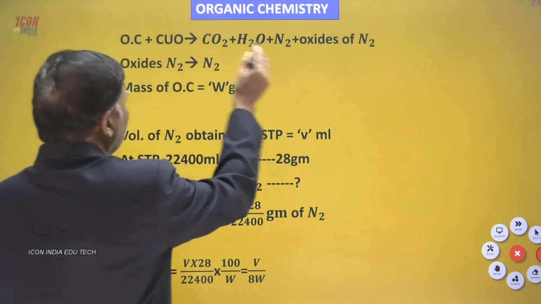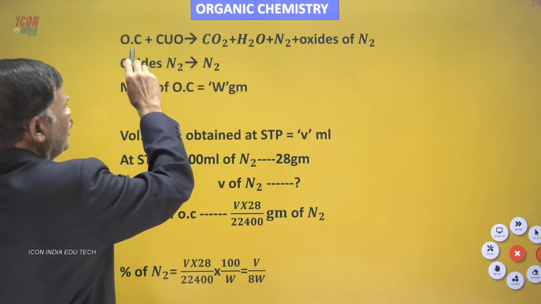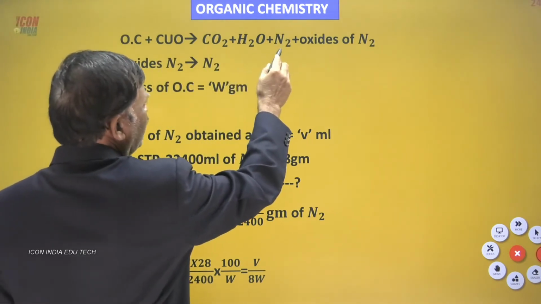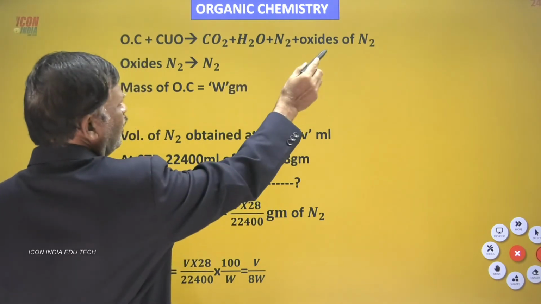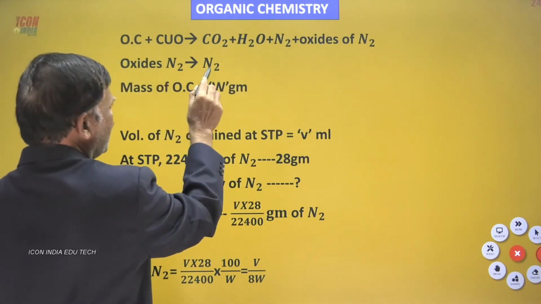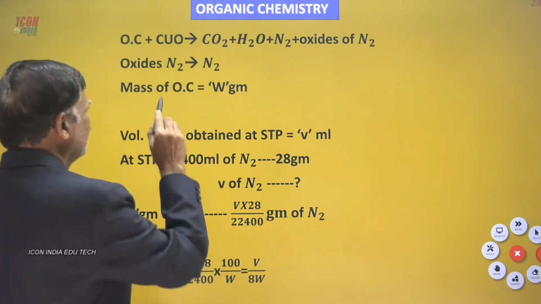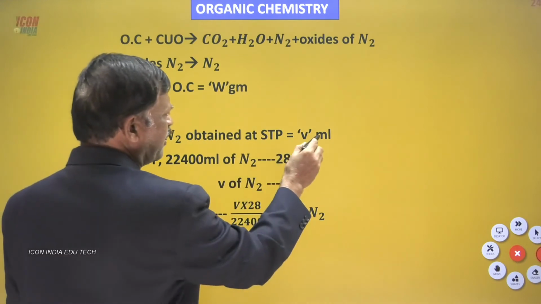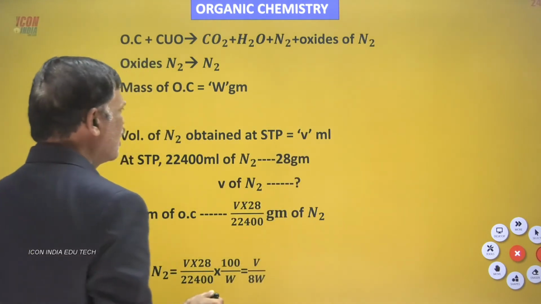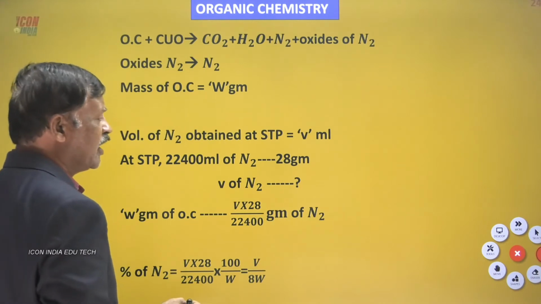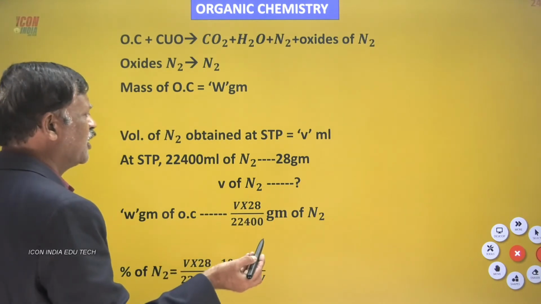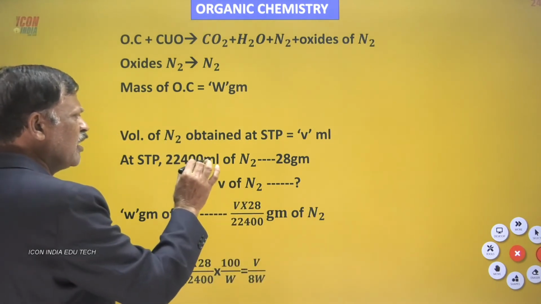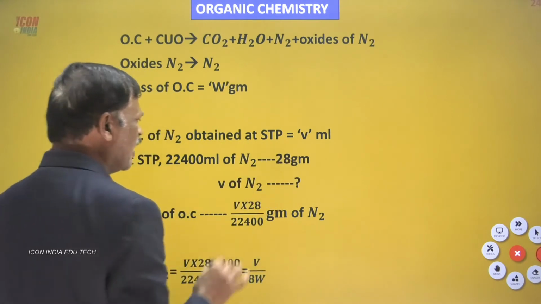As we discussed, the organic compound is heated with copper oxide, and these two are removed. So, nitrogen plus oxides of nitrogen: if at all oxides of nitrogen are formed, they are reduced back to free elementary nitrogen. So, mass of organic compound W grams, volume of nitrogen obtained in the experiment at STP V mL. As you know, the nitrogen molecular weight is 28 grams. So 28 grams occupies 22,400 mL. Thus 22,400 mL of nitrogen weighs 28 grams.